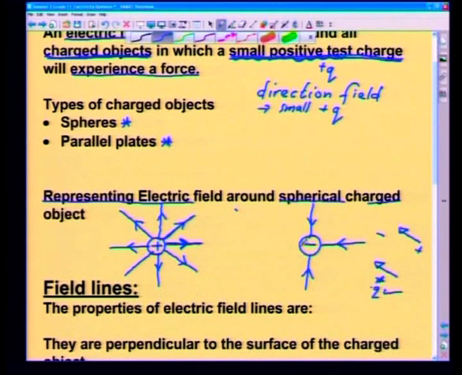And like I said, we make use of field lines to represent an electric field. Remember that we cannot see an electric field with our naked eyes, and therefore we represent it using what we call field lines. And the direction I've shown there means that the field is moving into the negatively charged sphere.